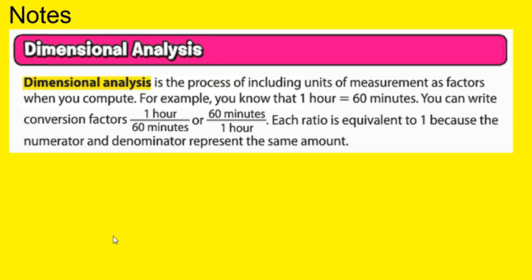Dimensional analysis is the process of including units of measurement as factors when you compute. For example, you know that 1 hour equals 60 minutes. You can write conversion factors 1 hour over 60 minutes or 60 minutes over 1 hour. Each ratio is equivalent to 1 because the numerator and denominator represent the same amount. So here you can place the hours on top or the hours on the bottom, and it doesn't really matter because it's equivalent to 1 anyway.